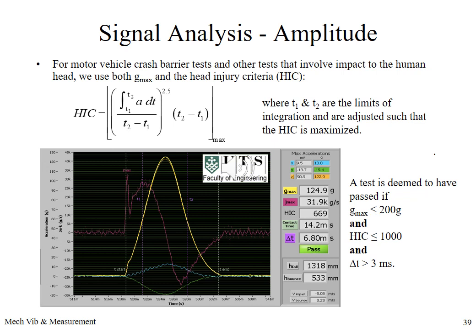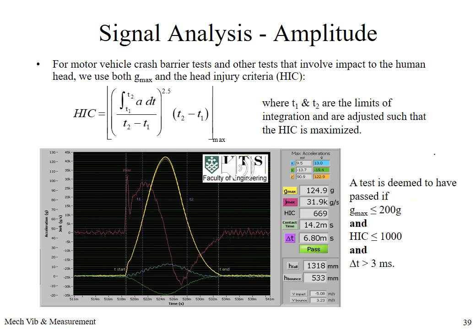Here is an example of a time domain based analysis technique which is used to calculate the head injury criteria, which for example would be relevant in the determination of vehicle crash test barriers where impacts to human heads are involved, or for example in the characterization of helmets for protection of head injuries.